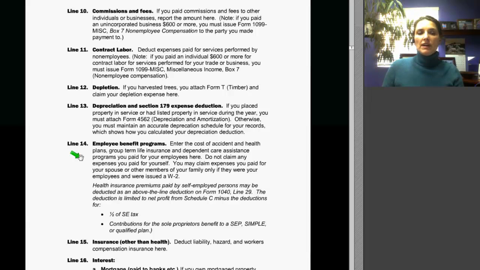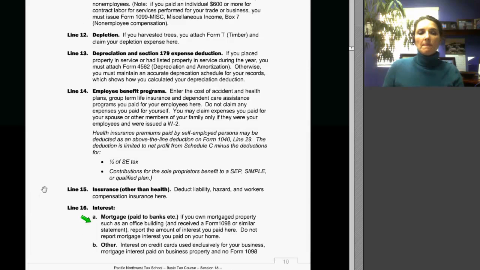Enter the cost of accident and health plans, group term life insurance, and dependent care assistance programs you paid for your employees here. Do not claim any expenses that you paid for yourself. You may claim expenses you paid for your spouse or other members of your family, only if they were your employees and were issued a W-2. Health insurance premiums paid by self-employed persons may be deducted as an above-the-line deduction on Form 1040, line 29. The deduction is limited to net profit from Schedule C minus deductions for 1/2 of self-employment tax and contributions for the sole proprietor's benefit to a SEP, SIMPLE, or qualified plan.